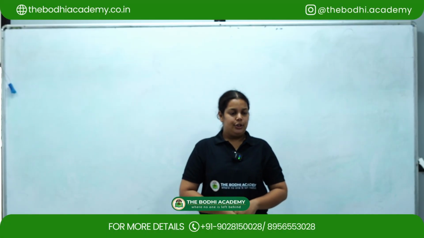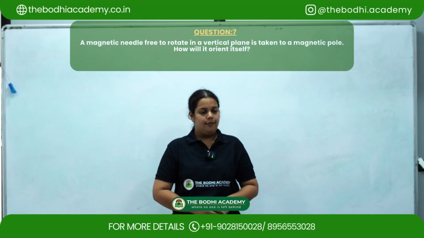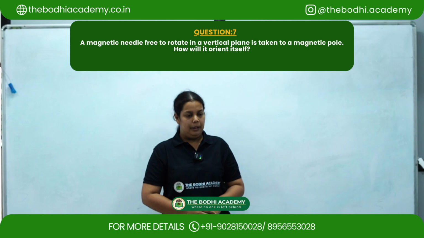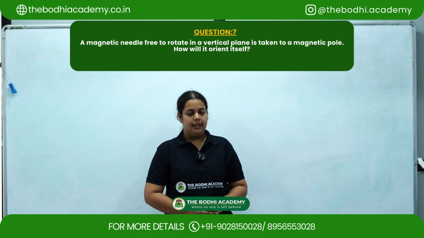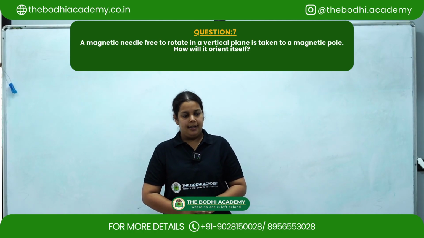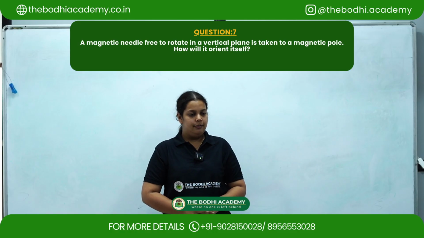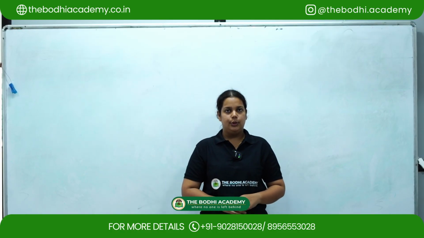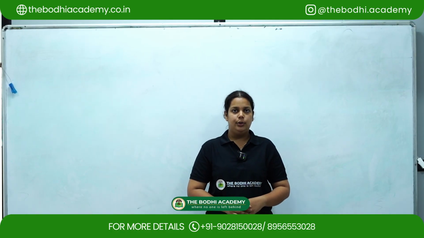Coming to the next question, a magnetic needle free to rotate in a vertical plane is taken to a magnetic pole. How will it orient itself? So at the pole, the field is vertical, so the needle will align vertically to the field.